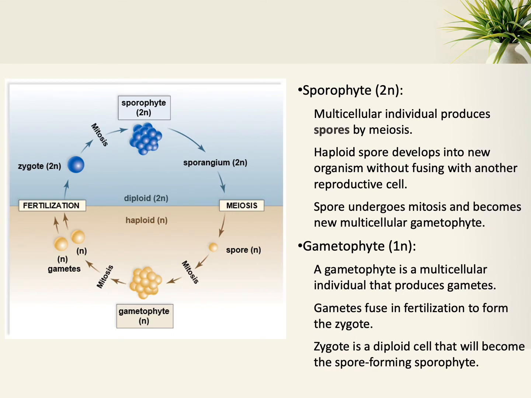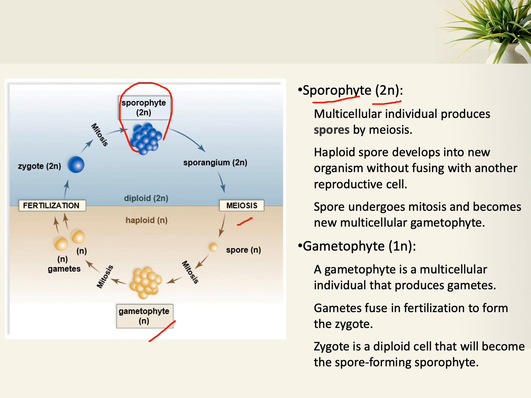Okay, let's go through this again. The sporophyte is diploid. So, multicellular, start here, this is the sporophyte. This multicellular individual produces spores by meiosis. The haploid spore develops into a new organism without fusing with another reproductive cell. So without fusing, it will become haploid, and it will become the gametophyte. The spore undergoes mitosis and becomes a new multicellular gametophyte.